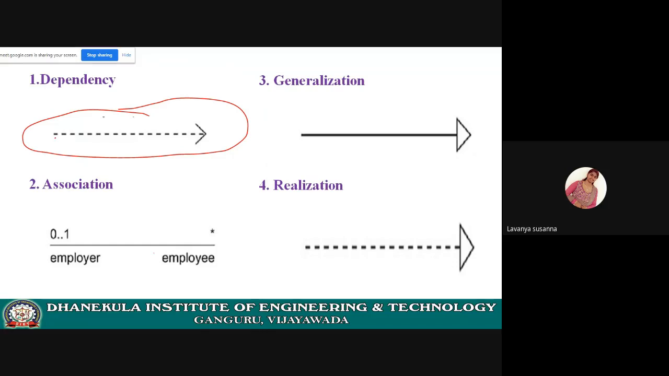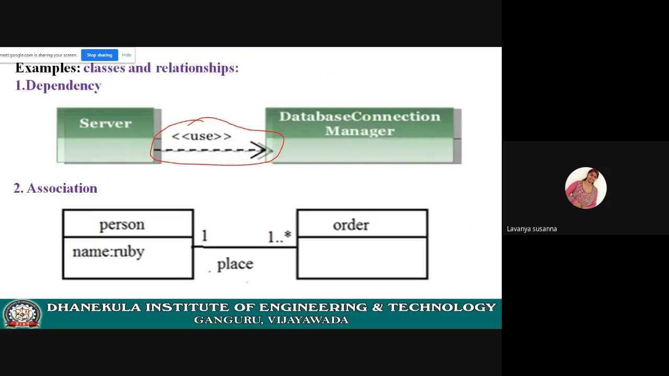Next, association. Already you know that association is nothing but some link between two classes or two objects. It is represented by a single line, which represents a link. There may be a direction also. If there is no direction, it is bidirectional. If there is a direction, you can represent it by drawing a line and an arrow mark. Let us see the association.